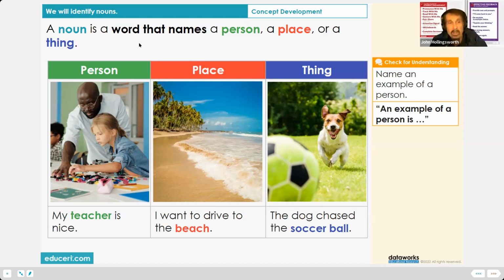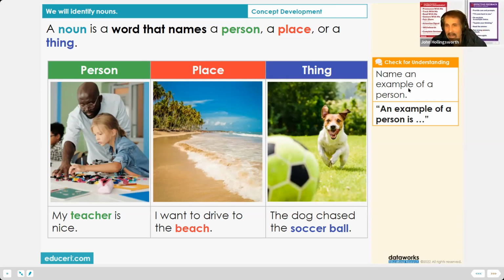And we have our gesture. Let's read it together and we'll use our hands. Let me do it first. A noun is a word that names a person. Can you point to yourself? A person. Right? A place. Can you point out like this? Let me get my hands up a little bit. Or a thing. I'm doing it like this.